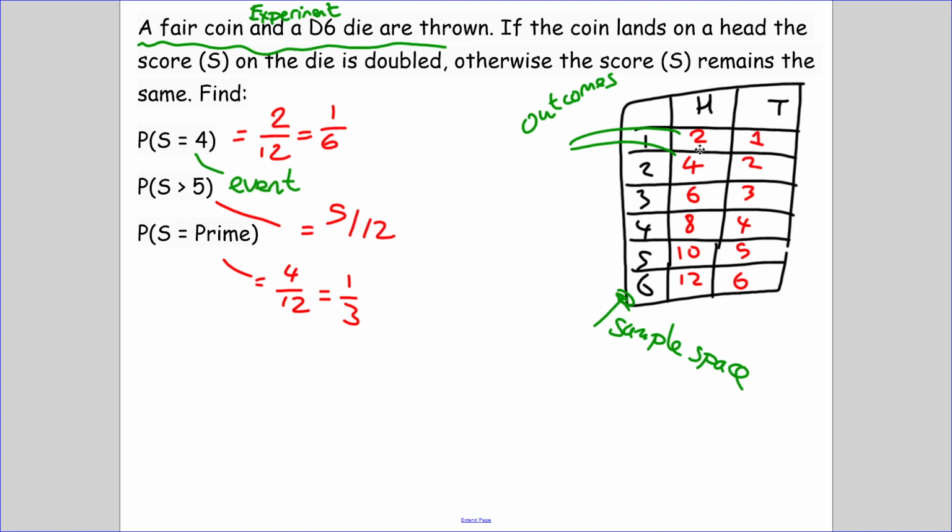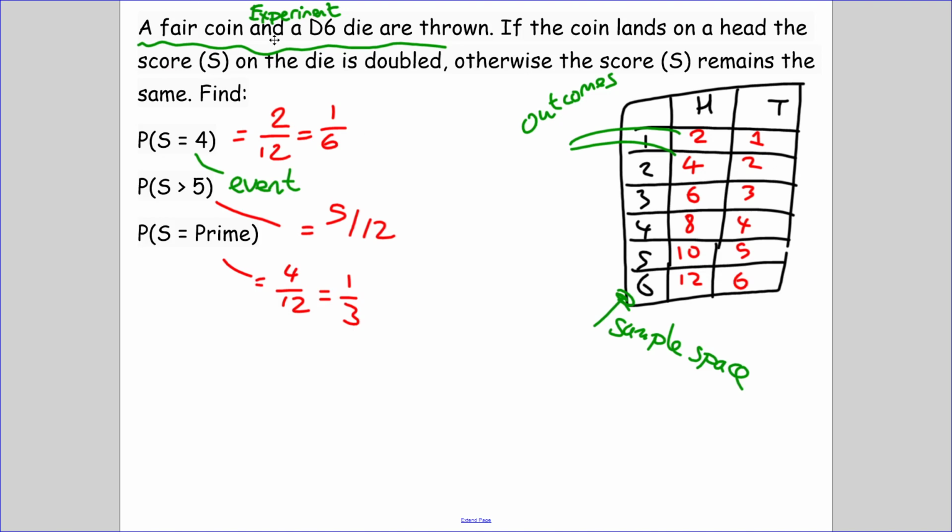Because all of these are equally likely to happen, because everything up here is fair, we can just count the number of times we get the thing. So for instance, the probability of 4 is 2 out of a total of 12 events. To get greater than 5, we need to look at this 6, 8, 10, 12 and this 6 here, and that works out to be 5 out of 12. Prime numbers, there are 4 prime numbers in here. We've got 2s, we've got a 3, we've got a 5. So it's 4 out of 12, which we can cancel down to a third.